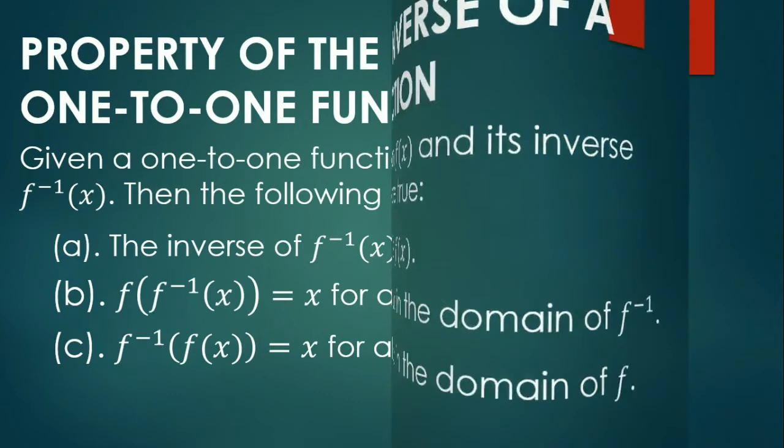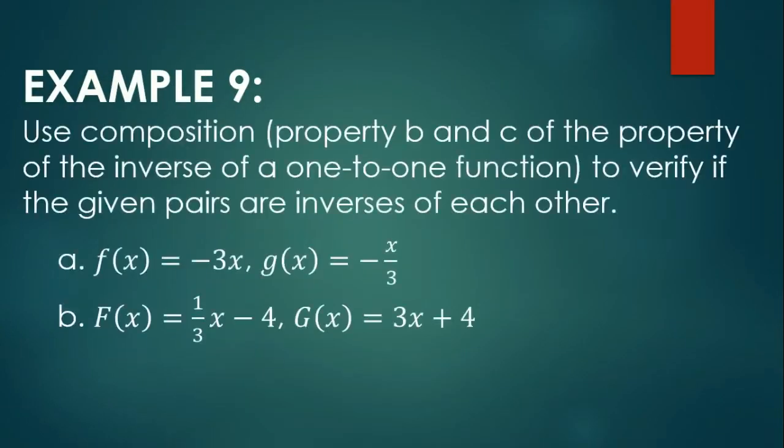Okay, so paano siya gamitin? It's like this. Example number 9. Use composition, property B and C of the property of the inverse of a one-to-one function to verify if the given pairs are inverses of each other. For the solution, watch this video.